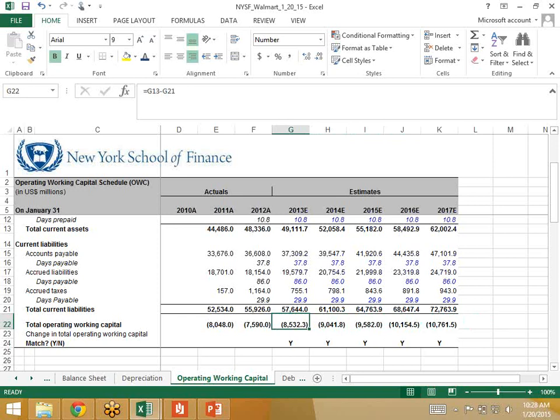So what happens from year to year? Well, first of all, let's look at the change. The change in total operating working capital is 2010 minus 2011. So working capital had increased in 2012, and it's slowly decreasing further, becoming more negative, more negative, more negative. As it becomes more negative, it represents cash coming into the business.